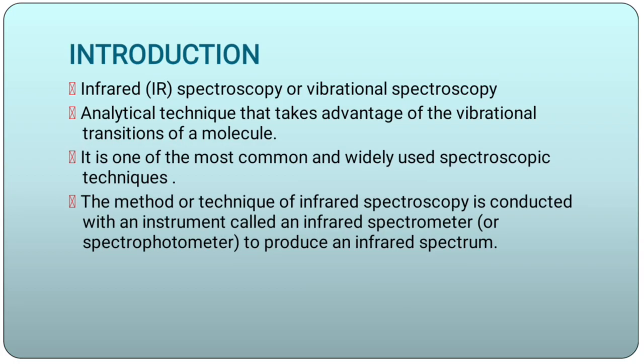Introduction. Vibrational spectroscopy is also known as infrared spectroscopy. It is an analytical method that makes use of molecules' vibrational transition. It is among the most popular and extensively applied spectroscopy methods. An infrared spectrometer, also known as spectrophotometer, is used in the process of infrared spectroscopy to generate an infrared spectrum.